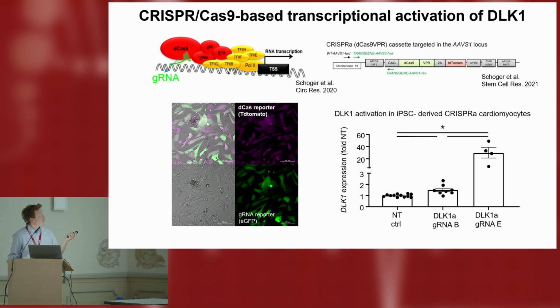So we derive cardiomyocytes from that line and then tested a number of different guide RNAs to see which one can activate expression of DHK1, and found one particularly effective one that increased the expression about 20-fold compared to non-target control, which should not activate any particular gene.